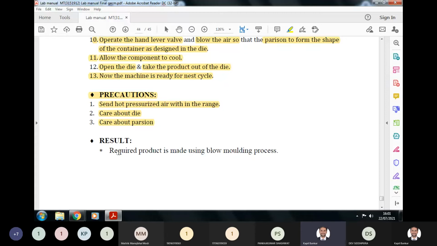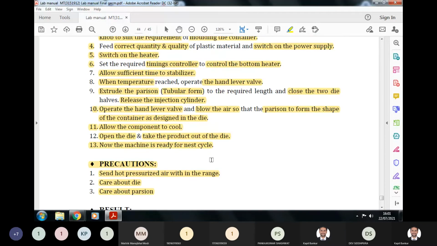And finally, you will get the required product as per your die shape. Okay.